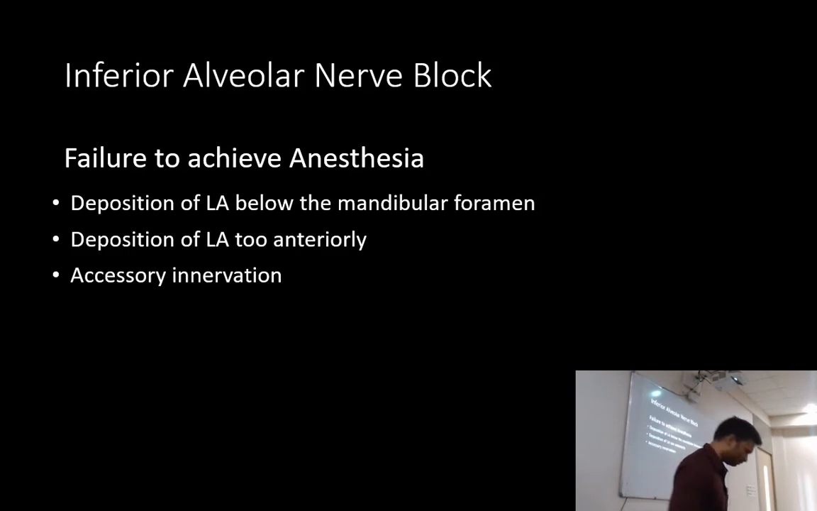Accessory innervation, this is important. Now, especially in the mandibular molar and premolar region, lingually we have the mylohyoid nerve, okay, that is pretty close to the lingual cortex. Usually the mylohyoid nerve is totally motor, okay, but in some rare cases it also carries some sensory fibers which supply the molars and premolars. So even after a successful inferior alveolar nerve block, the patient might still have pain on lingual instrumentation. When you place the instrument lingually, the patient might still have pain because the chances are the patient might have accessory innervation from the mylohyoid nerve.